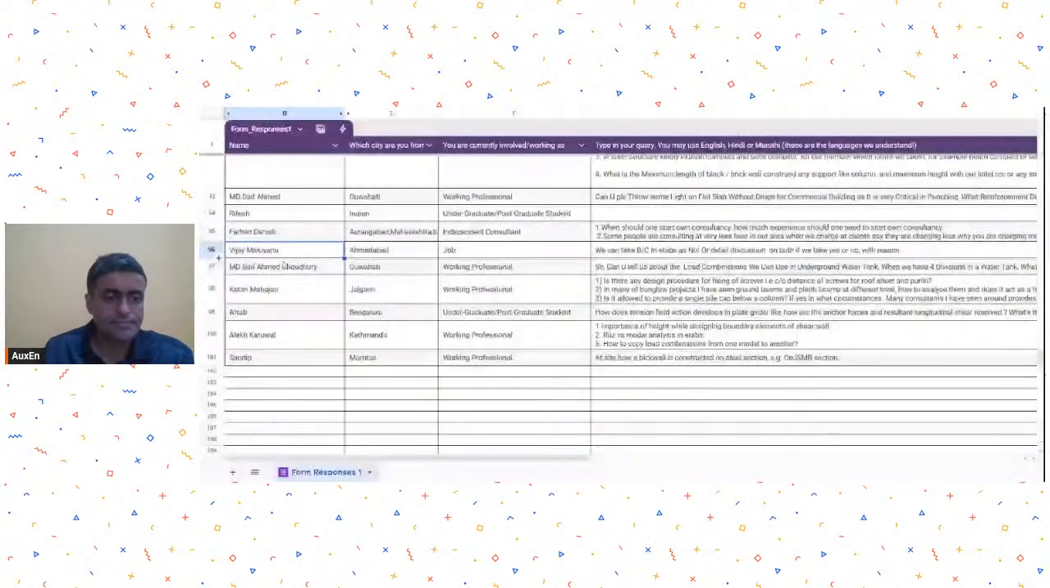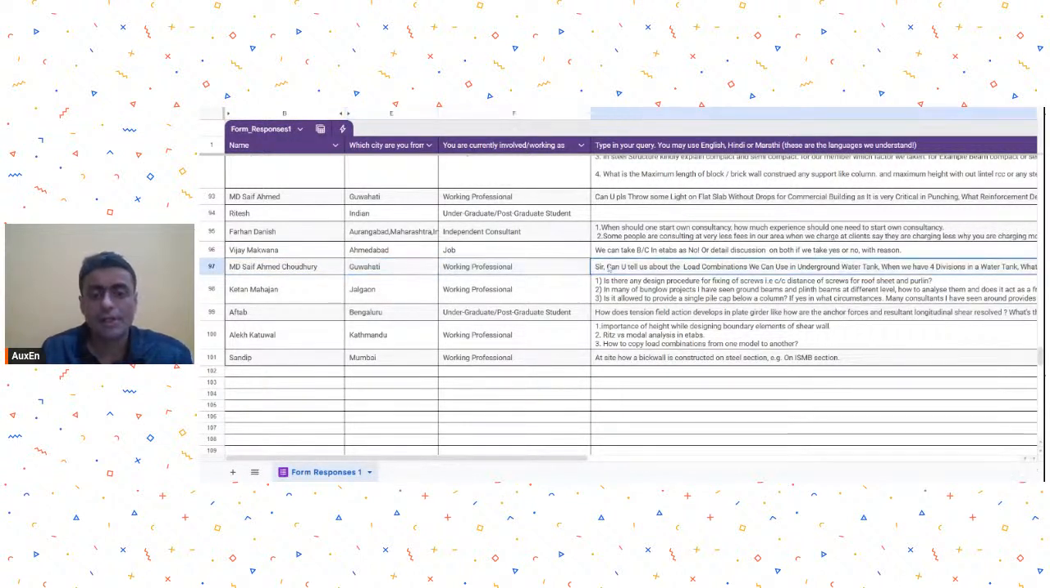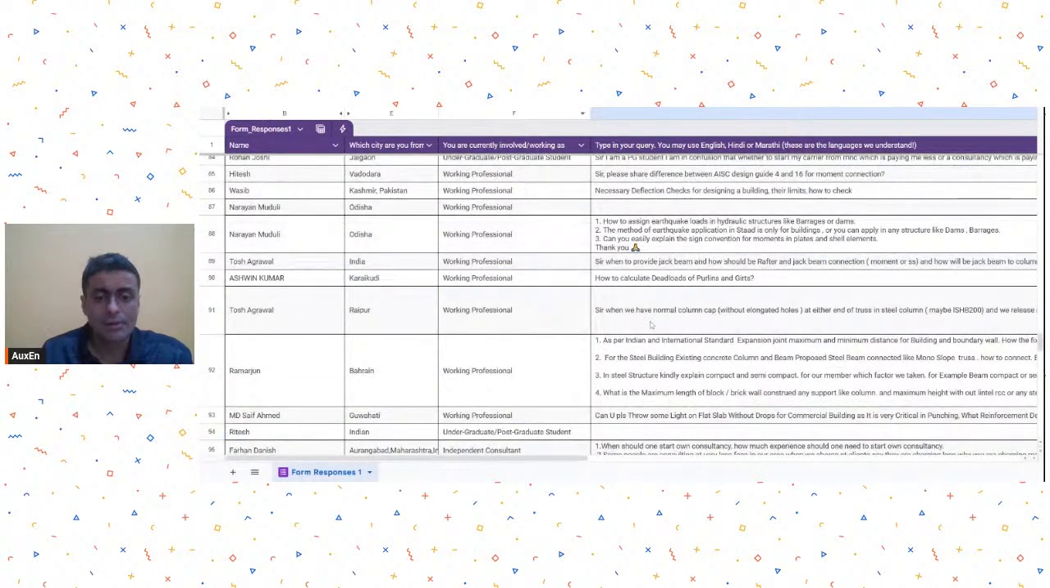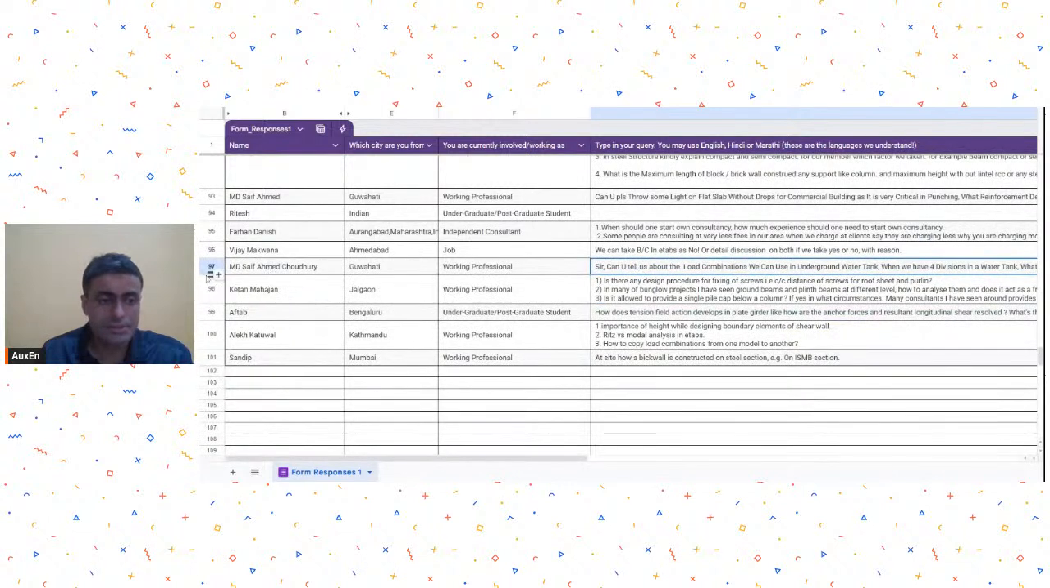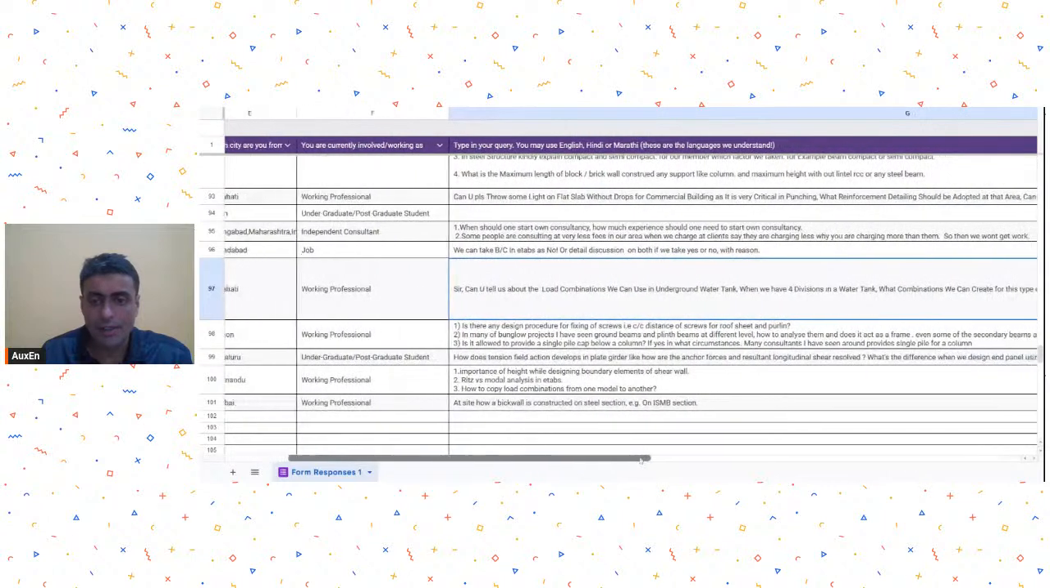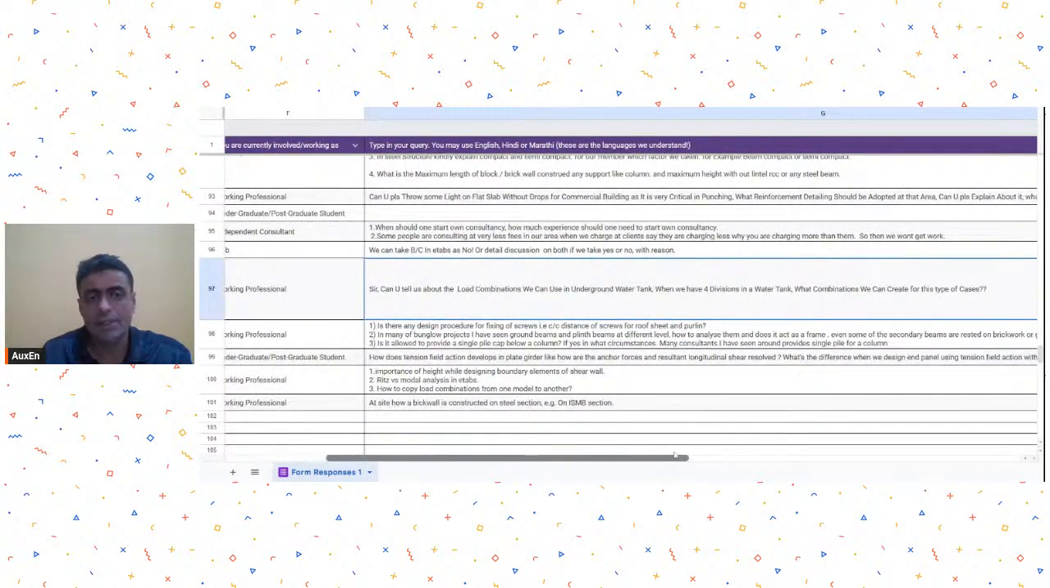Then the next question is being asked by Mohammad Saif Ahmed Chaudhary. He's joining from Guwahati. He's a working professional. He's asking, can you tell us about the load combinations we can use in the underground tank when we have multi-compartment tanks?